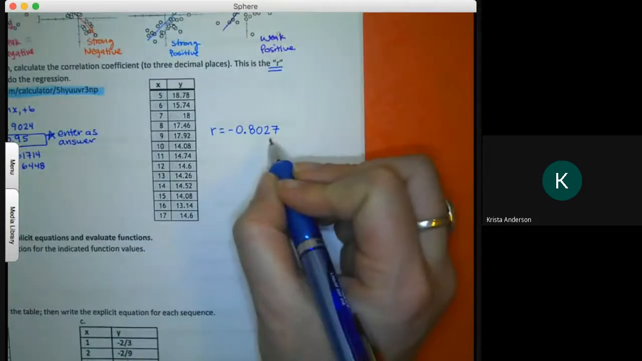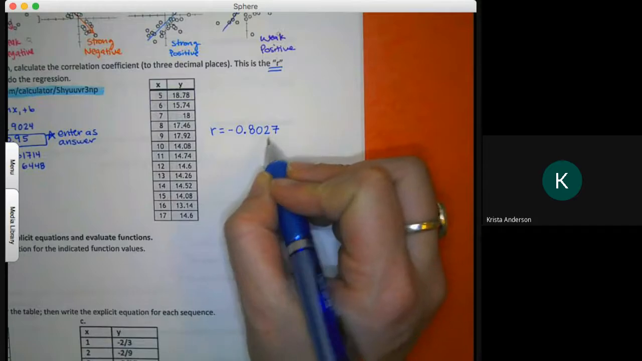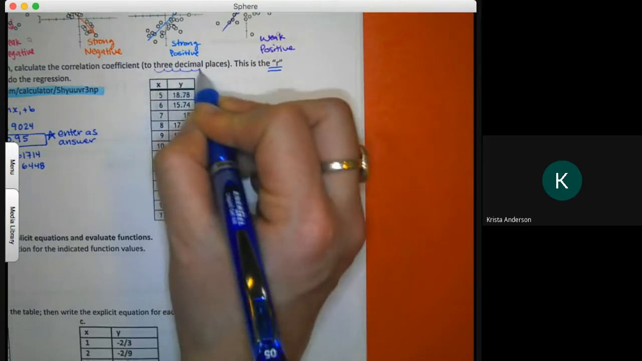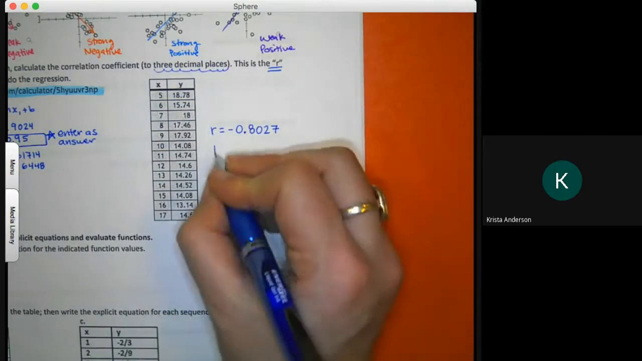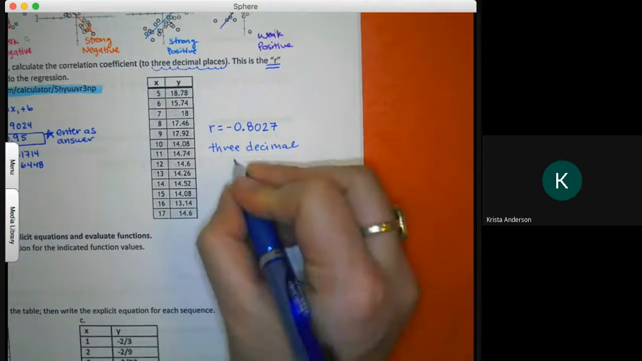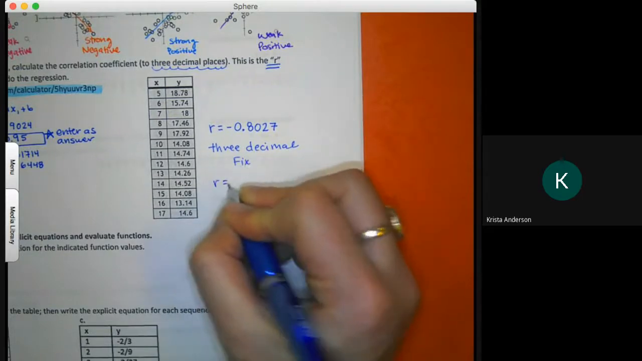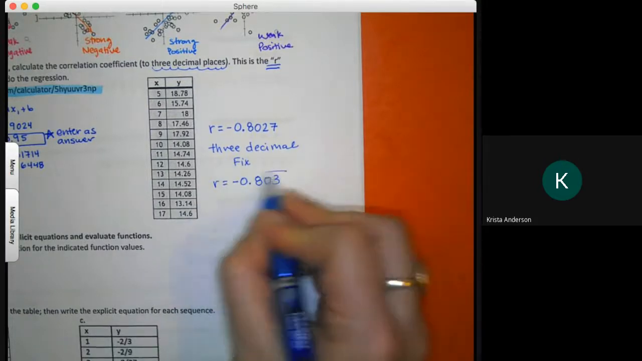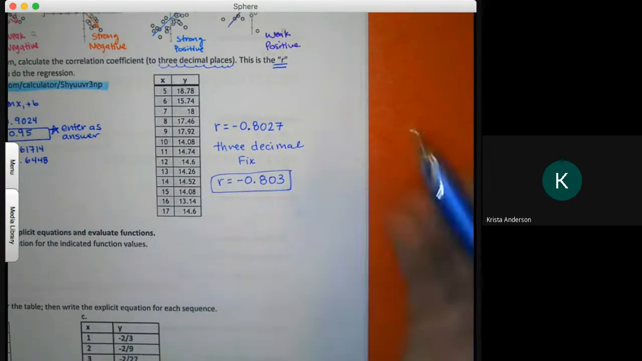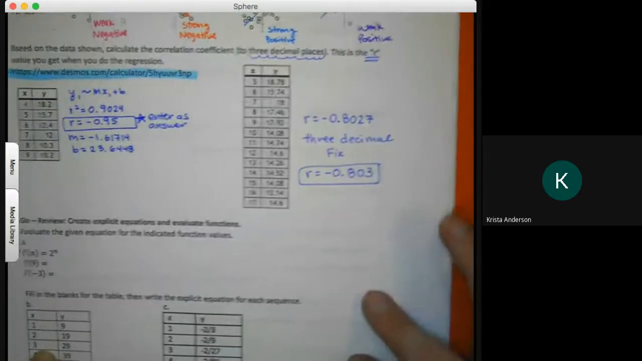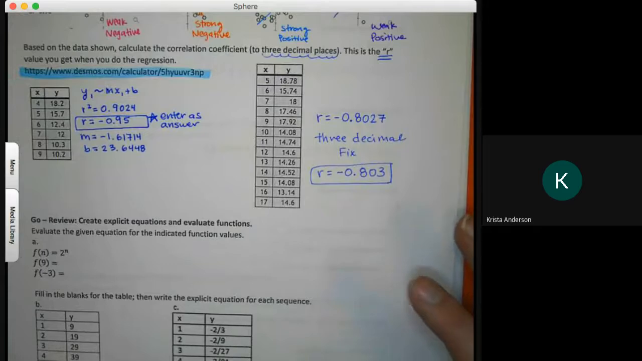Sorry, I keep having to switch screens for the recording. This will be marked wrong on your assignment. This is correct, but it would be marked wrong because it's not 3 decimals. Can someone help me fix this so that it is 3 decimal places? Could you round the 2 up to a 3? Yes. So I would just round the 2 up to a 3. And that would fix my answer so that it's 3 decimal places. I didn't have to do that on our left one because it only had 2. It only had 9 and 5, so I didn't have to round.